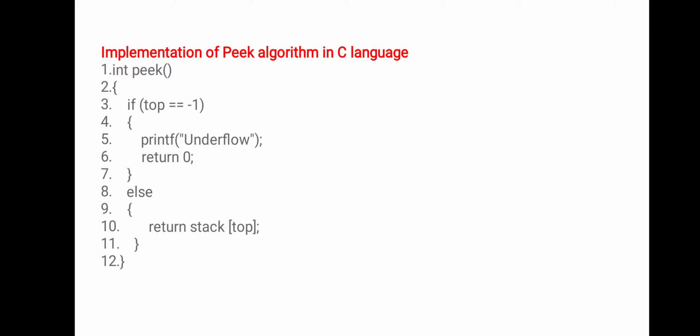See here, this is a peek function for displaying the items in the stack. If top == -1, I already told you there is a difference between equal to and double equal to. Equal to means assignment operator. A = 10 means 10 is assigned to A. I mean A's value is 10.